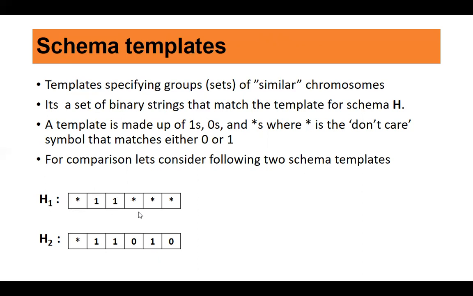H1 is one template or schema, and H2 is a second template or schema, right? In H2, we have only one star, and the rest are all fixed bits. So the concept is that a schema consists of combinations of stars and fixed bits, right? Fixed bits are these 1, 0, 1, 0. These 1s and 0s are the fixed bits, and stars are wildcard symbols, which can take either value 0 or 1. Fine? Next.